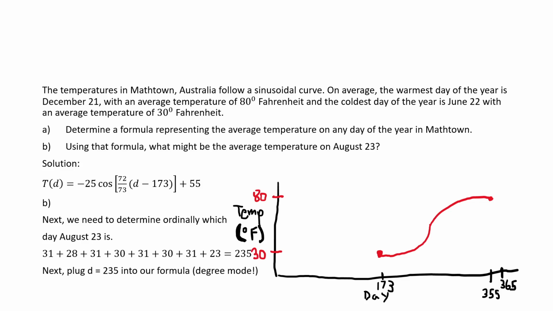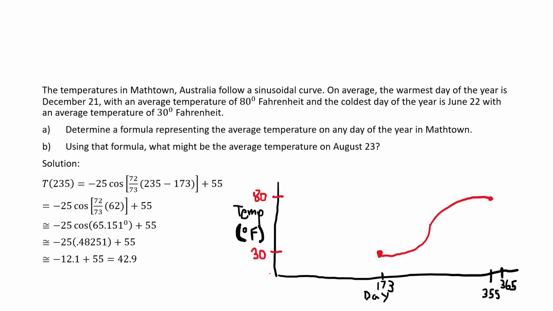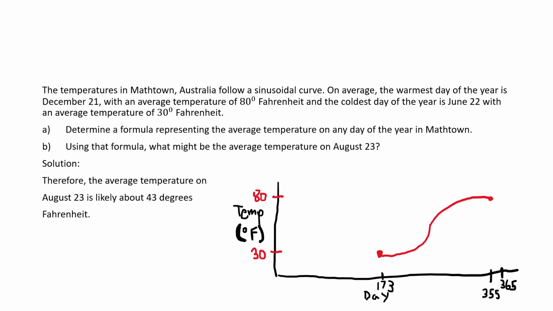Now, in order to answer part B, we want to know ordinally which day of the year August 23rd is. Well, plugging in the days, how many days are in each month prior to August, and then adding 23 for August, we get 235. So what we're going to do is take 235 and plug it in right here for x, but we're going to make sure we are in degree mode. When we do that, we end up with a value of 42.9. So we can say that on average, August 23rd is likely about 43 degrees Fahrenheit in Mathtown.